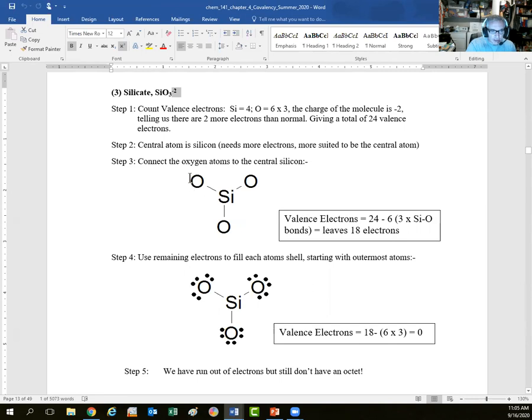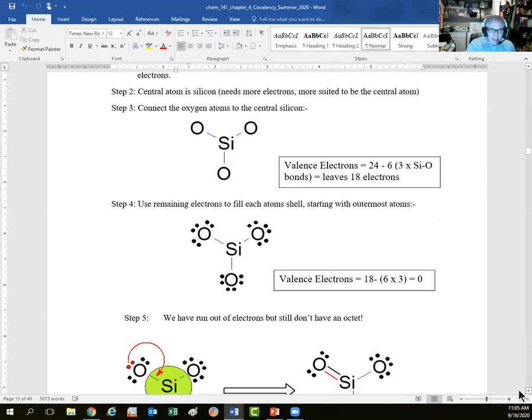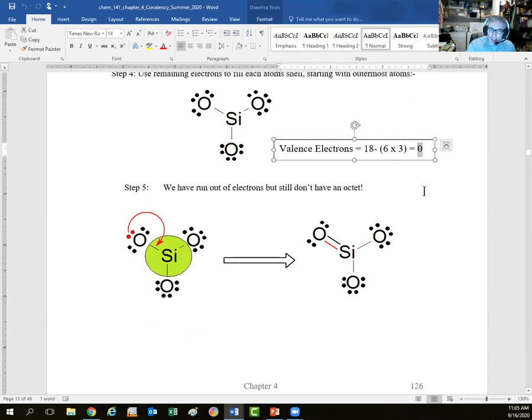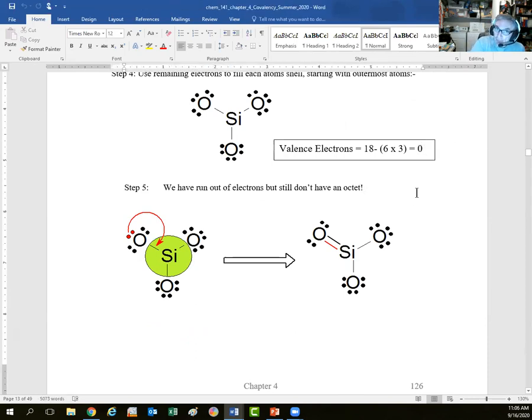We connect it to the surrounding oxygens, and that gives us our framework, our skeleton. And that used 2, 4, 6 bonding electrons, with 3 bonds drawn as a line each time. So that takes us down to 18. We use those remaining 18 electrons to fill octets, but we'll start with the outer atoms, the 3 oxygen atoms. So 6, 12, 18 electrons, and we've exhausted our supply before we get to the silicon.